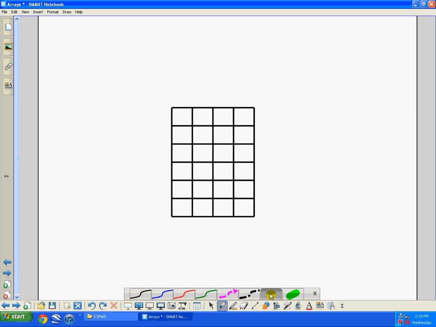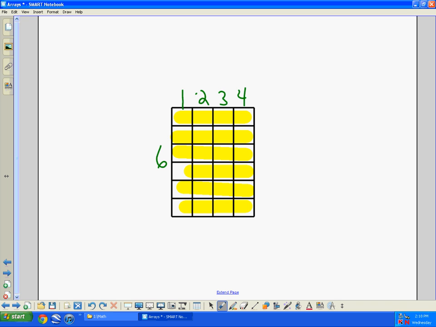There are six rows in my array. There are four squares in each row. There are six groups of four. One, two, three, four, five, six. I can skip count by four six times.